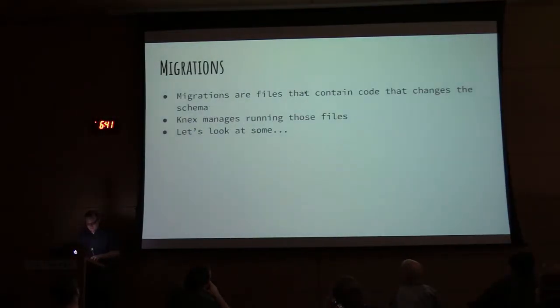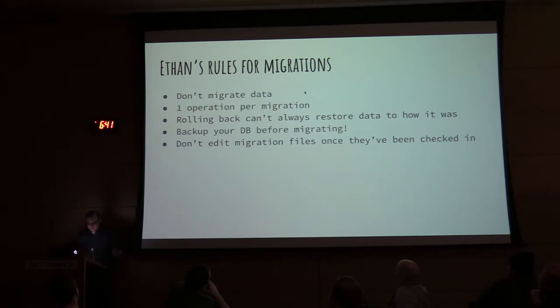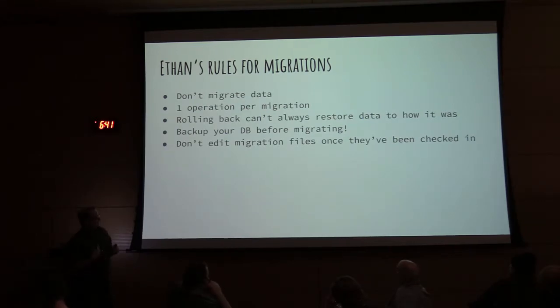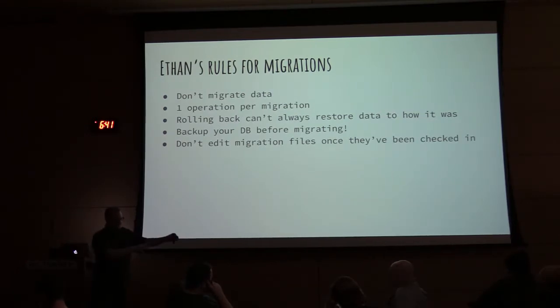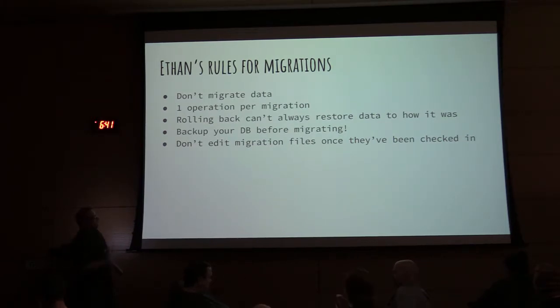So we just looked at migrations, so that brings us back to here. These are Ethan's rules for migrations. We talked about the first two. Rolling back can't always restore your data to how it was. So in that name example, if we had a first name and a last name, and we concatenated their data into a name column and then deleted the first and last name, if we then re-added the first and last name columns, the data wouldn't mysteriously appear there. We'd have to do some other script to try to get it there. So migrations are destructive. Think of them as that. Treat them as if they are.